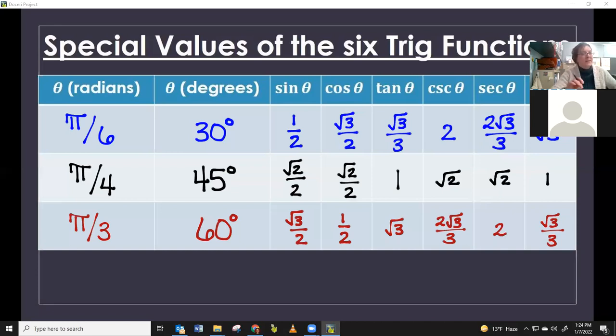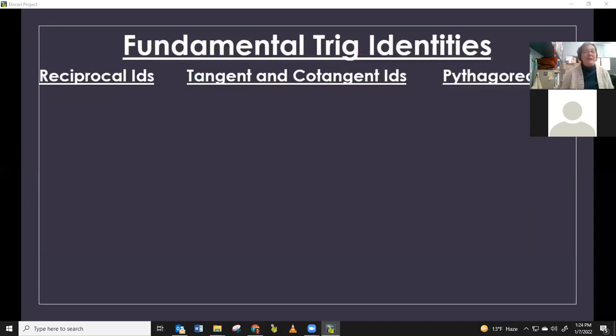All right, I've got to get the next slide up. You do need to finish filling in that table. That is all information that you are going to need to be able to recall very quickly.